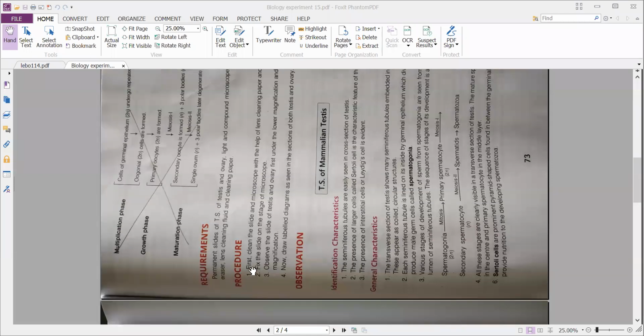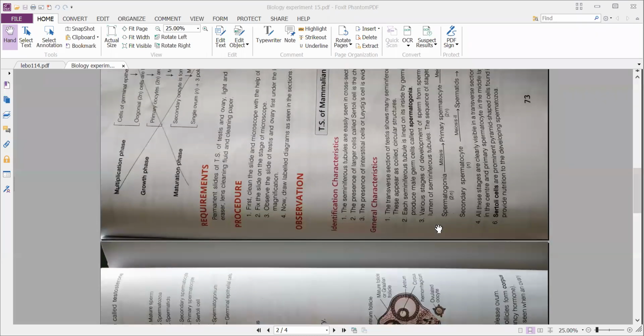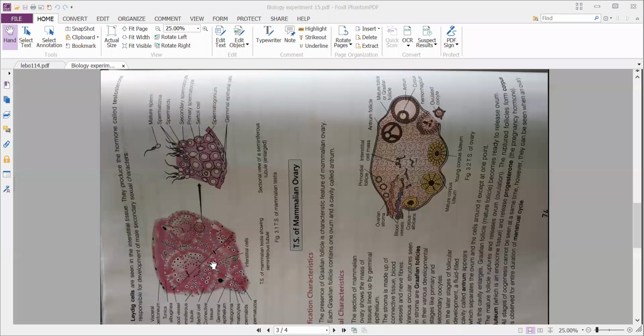Next, procedure, as I already told you, observation. For this you have to write on the right side. Here you can see the TS of mammalian testis, identification characteristics and general characteristics. And next, here you can see the diagrams.